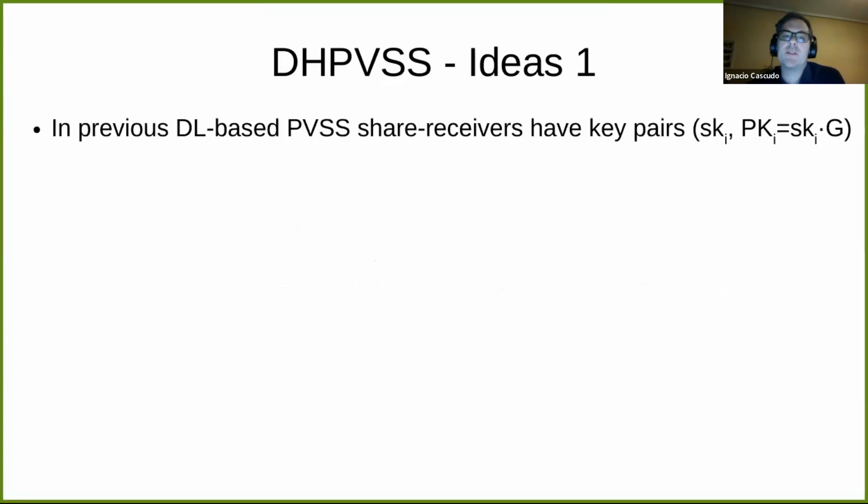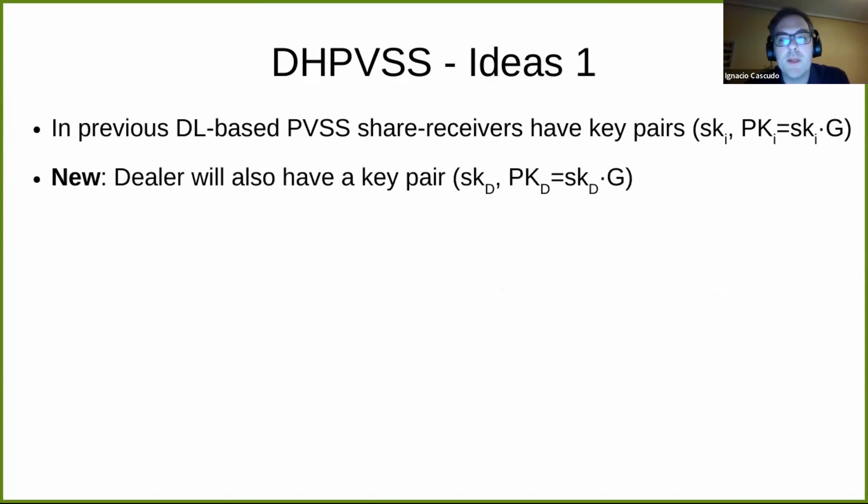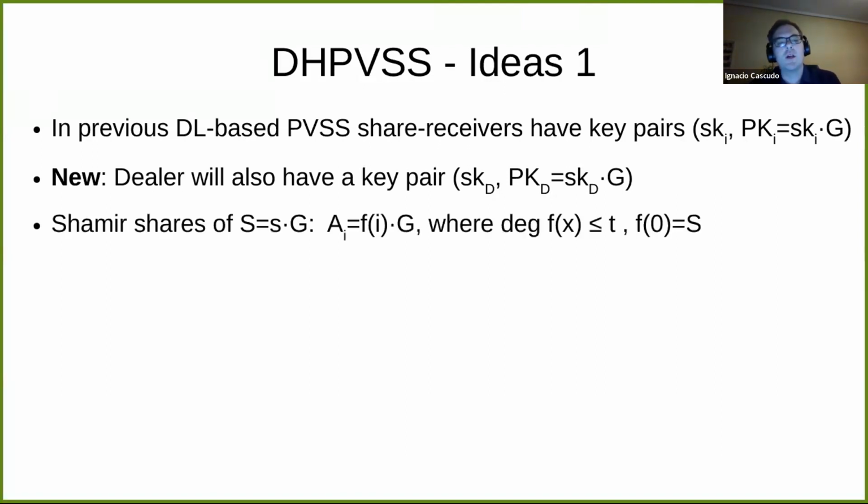So one is that while in previous publicly verifiable secret sharing schemes, share receivers would have key pairs for the discrete log, in this new scheme the dealer will also have a key pair. That's the sort of novelty that we had seen in some constructions for Paillier, so for secret sharing schemes based on Paillier, but not in the case of the discrete log.